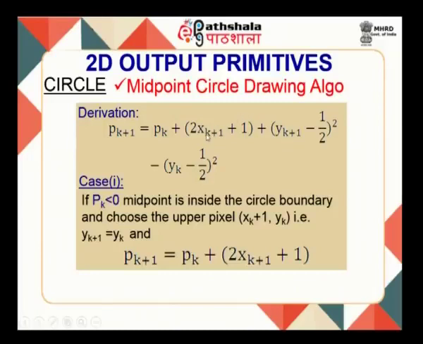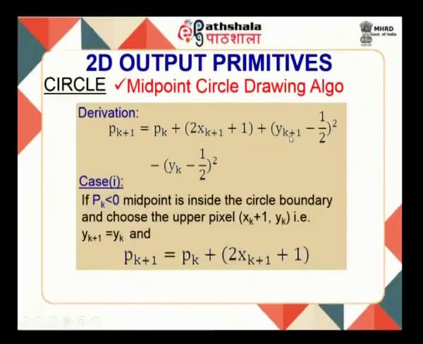The next x is always 1 higher than the previous x, because we are going to sample the circle along the x axis at unit intervals. The next y is either yk or yk minus 1, depending on the sign of pk again. Case 1: if pk is less than 0, the midpoint is inside the circle boundary and the circle boundary is close to the upper pixel. So, the next y is yk. The next pixel that we will be plotting is xk plus 1 comma yk.